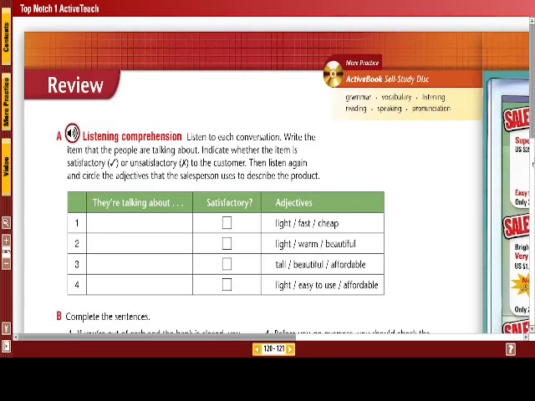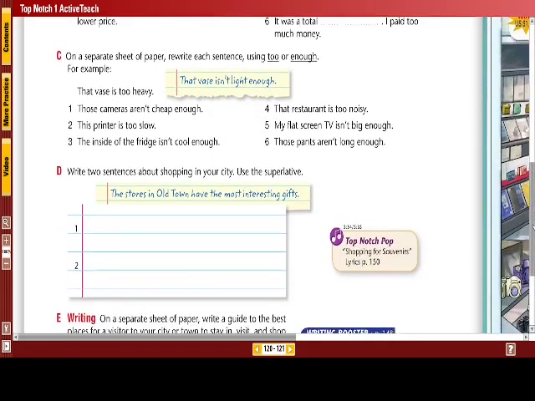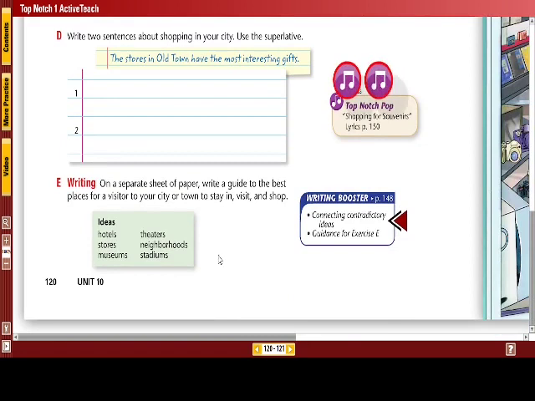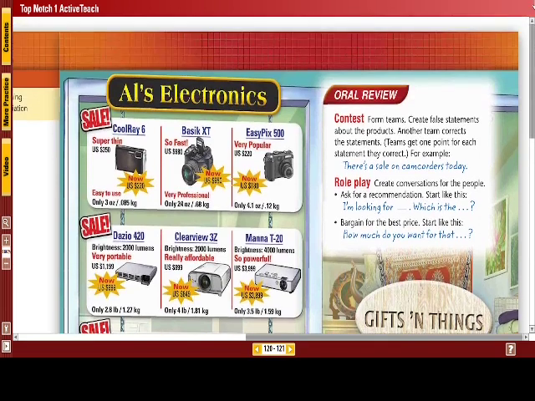So now we have the review. We have a listening comprehension activity that we're going to do in class. Then we have some vocabulary activities to practice what we have done before. And finally, we have to talk about the best places for a visitor to your city or town to stay in, visit, and shop. We have some ideas regarding hotels, stores, museums, theaters, neighborhoods, stadiums. What should a person that comes to Villaverde or to Madrid watch?